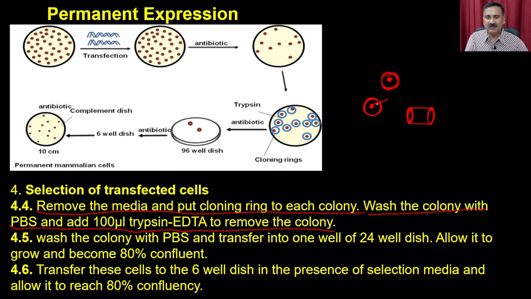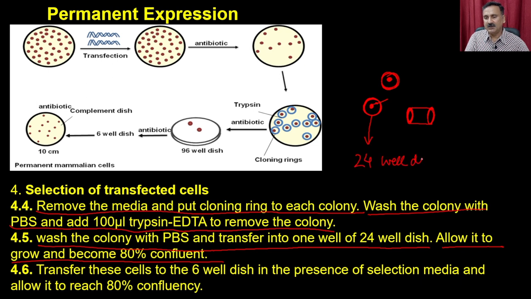So what will happen? This colony is going to be detached from the plate surface, and then you can collect it. So wash the colony with PBS and transfer it into a 24-well dish. Allow it to grow and become confluent. So what you're going to do is take out this particular colony and transfer it into a 24-well dish, right? So that it actually should grow.